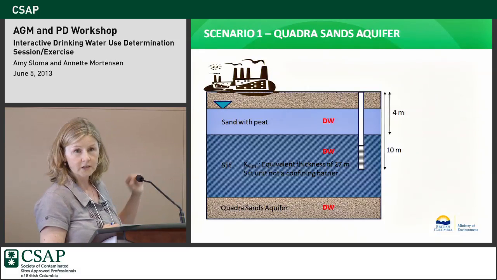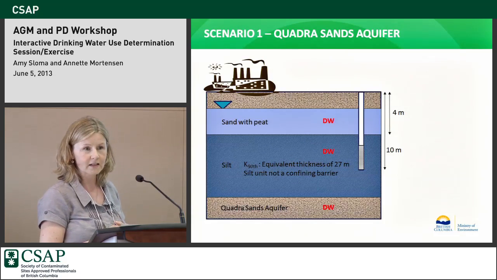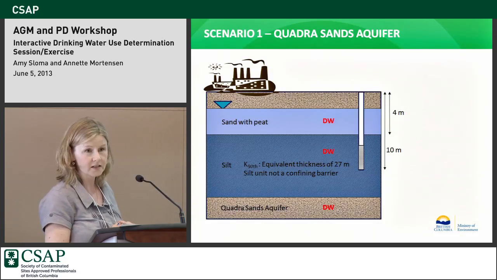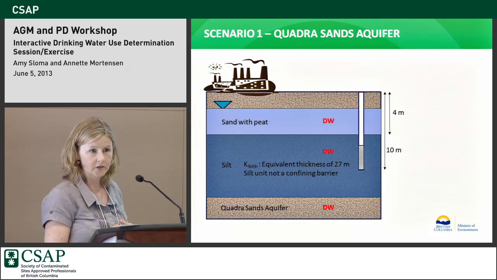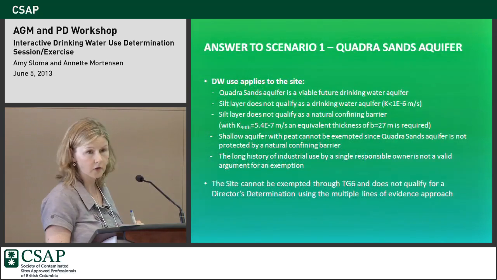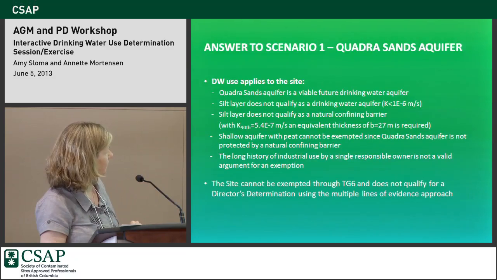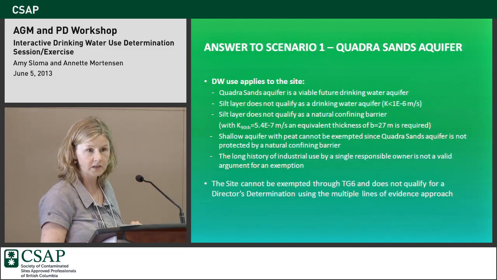Having a long history of industrial use, well, it's a single industrial owner that has created this contamination. It is not a viable argument. So drinking water use applies to this site with the argument listed there, as I just mentioned. You cannot exempt it through TG6.